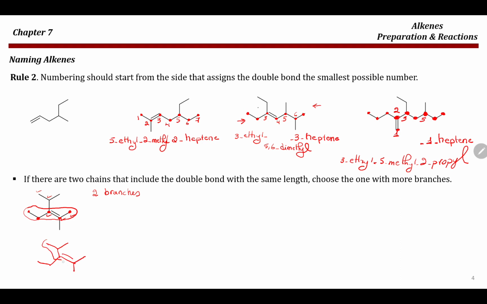If I choose this to be the longest chain, then I will have 1, 2, 3 branches. The correct one is actually this one. Choose the one with more branches. That's why.